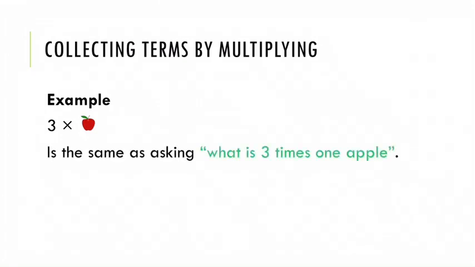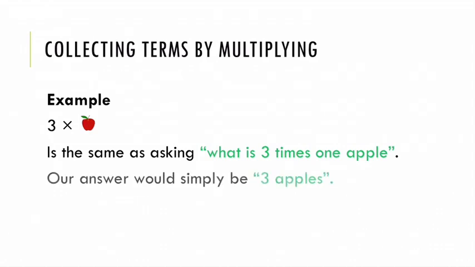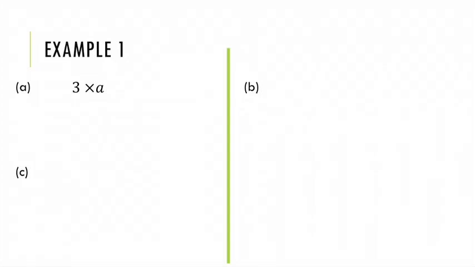Here I have 3 times an apple. This is the same as asking what is 3 times 1 apple? Our answer would simply be 3 apples. So 3 times an apple, we can just sit them next to each other without the multiply sign in the middle, 3 apples. The same applies to algebra. 3 times A, we don't need to show the multiply sign in the middle, we can just write them next to each other, like 3A.